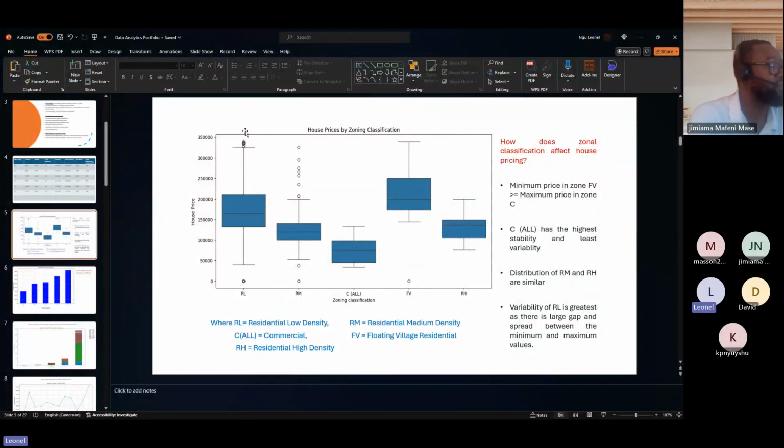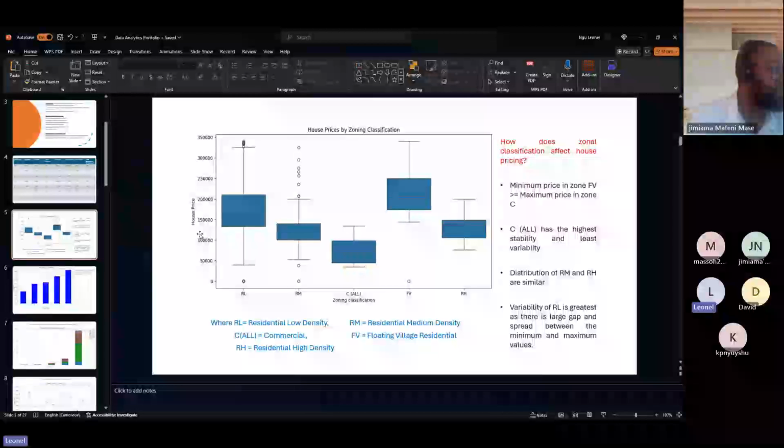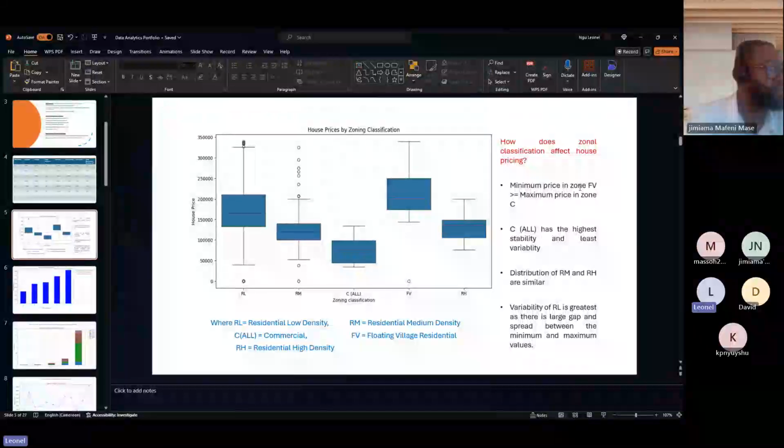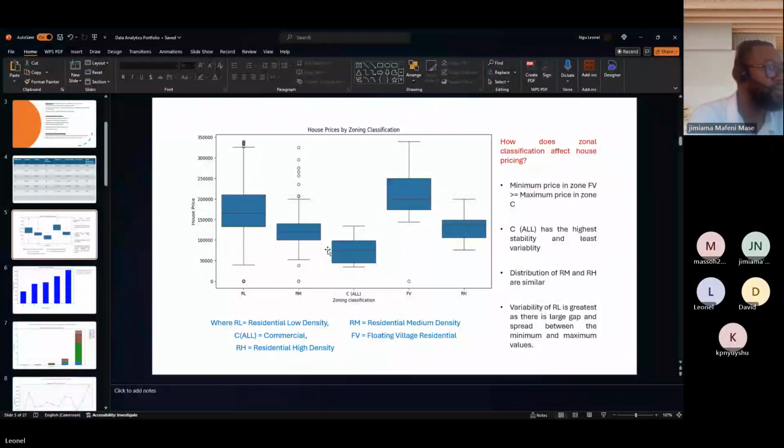So I will come back again. The first business question was, how does zonal classification affect house pricing? On the y-axis you have the house price, and on the x-axis you have the zonal classification, and below it is the reference for every zonal classification. So we can observe that the minimum price in zone FV is greater than or equal to the maximum price in zone C. This is zone C and this is zone FV.